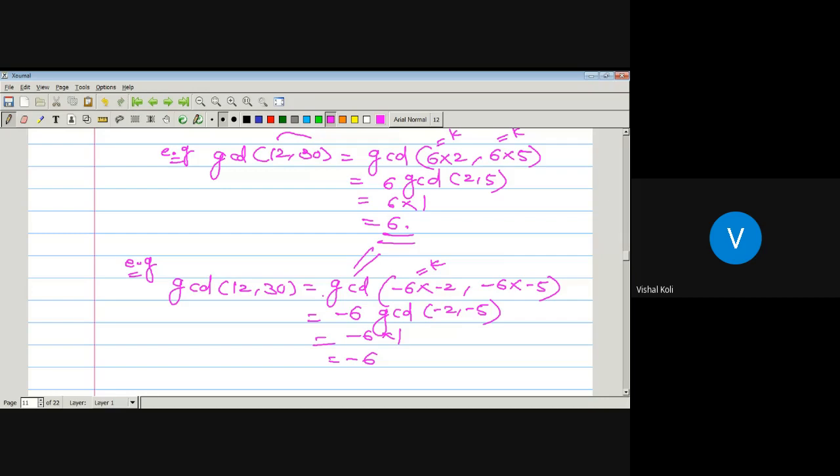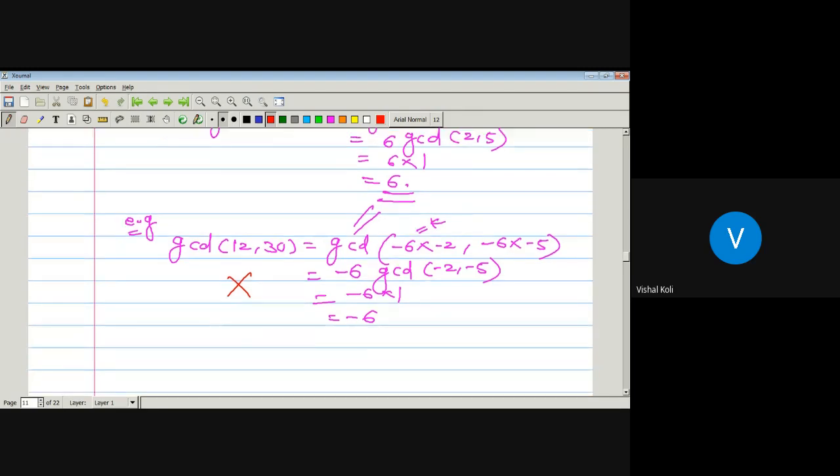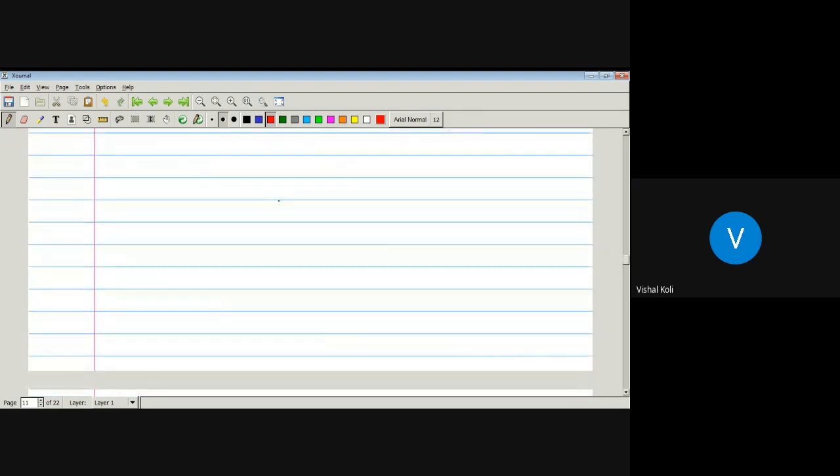दोन्ही सेम आहेत का GCD? No, sir. Okay. So this result is not true for k less than 0. For that we have to construct one corollary. So let us see first what is a corollary.